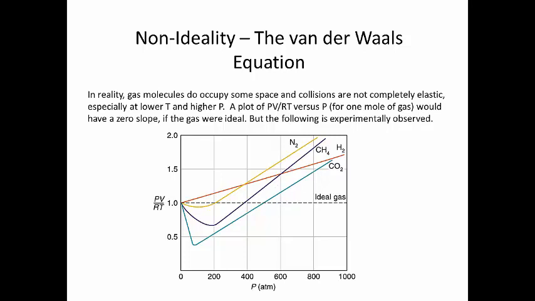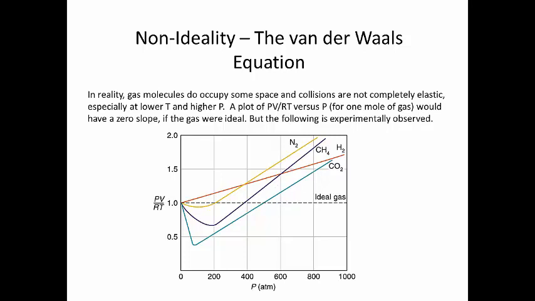Now, let's think about these conditions of very low temperature and very high pressure. If we either increase pressure and push the gas molecules together, or if we lower temperature so that the volume decreases, then the gas molecules are going to get closer and closer together. So any interactions that they have with each other or any volume that they actually do occupy will become more significant. Okay? Let's consider a plot of pressure divided by RT versus pressure itself.